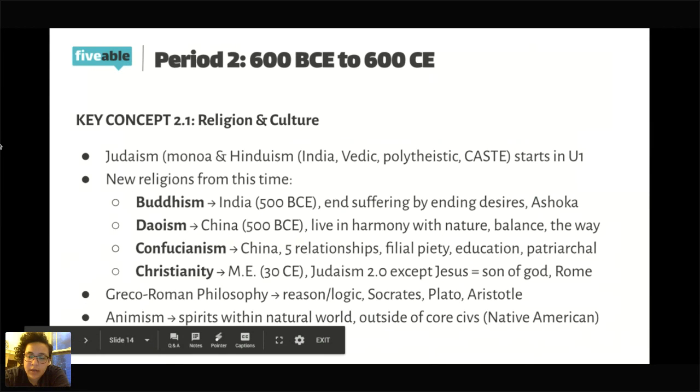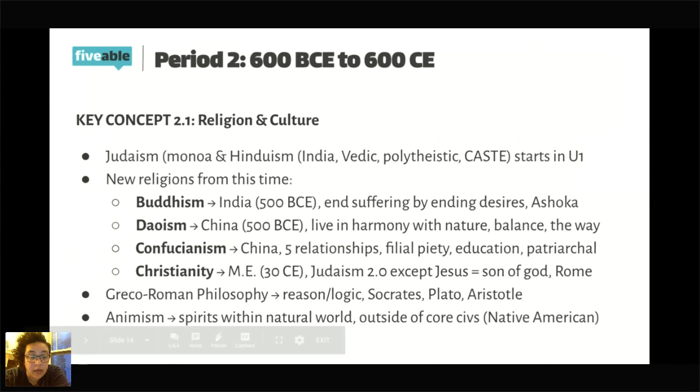And then the last one is animism. You see animism more outside the core civilizations. For example, in Native American societies or the Mongols later on, it's just spirits within the natural world, right? It's not necessarily believing that there's an entity outside of this world. It's more within this world, so it's part of all the beings that exist.